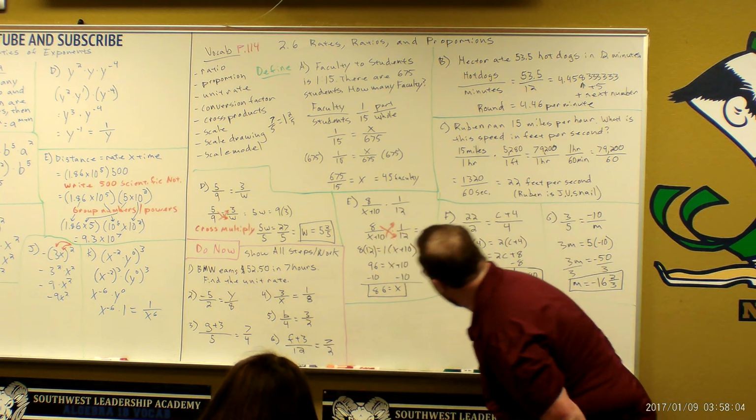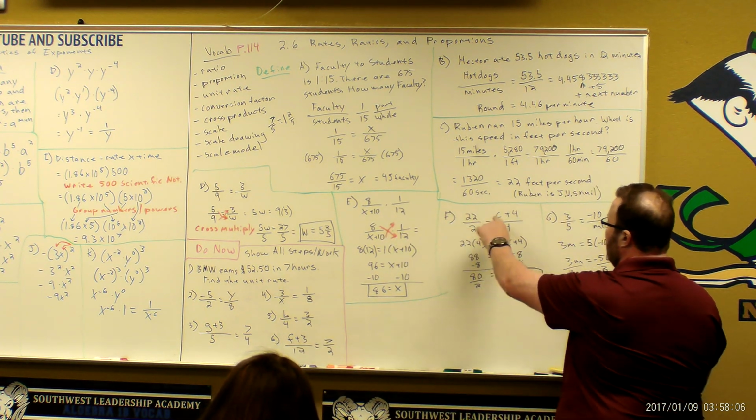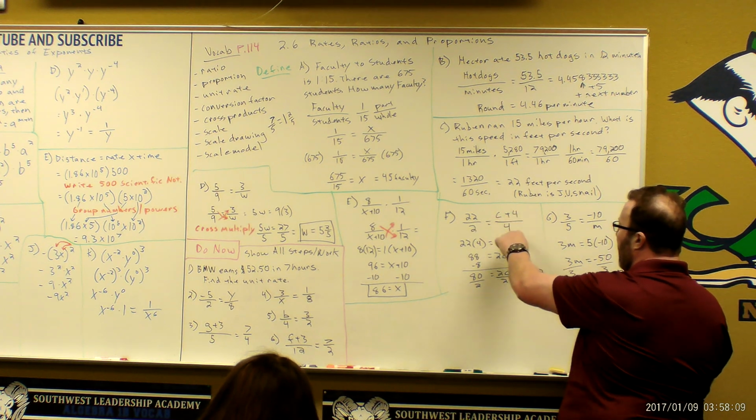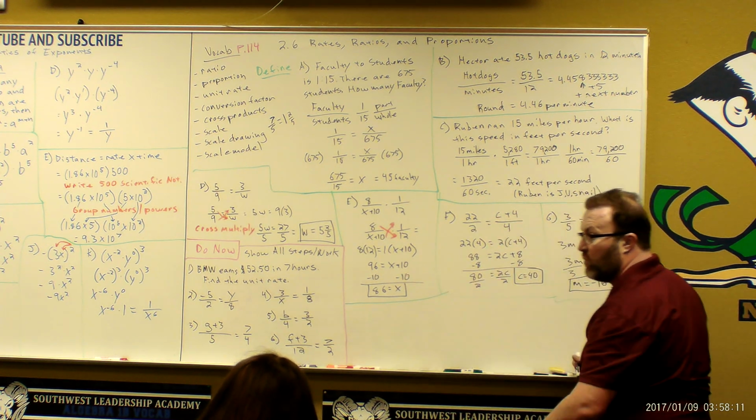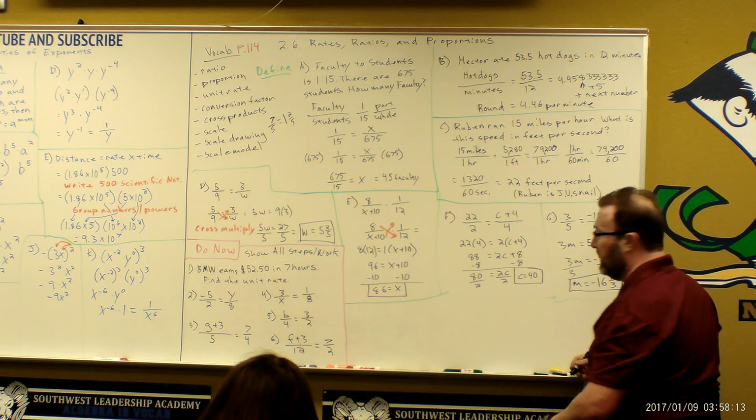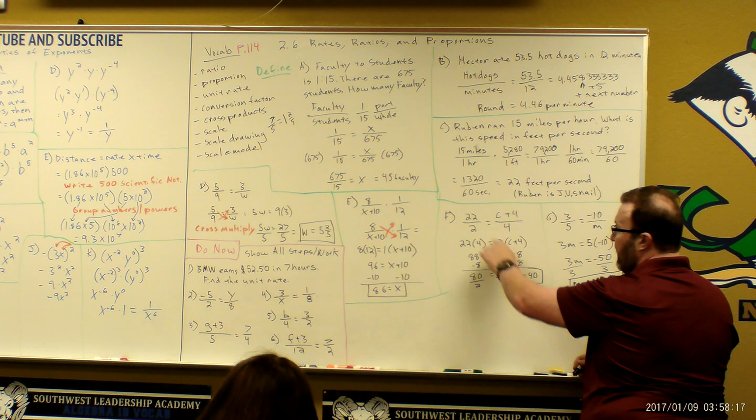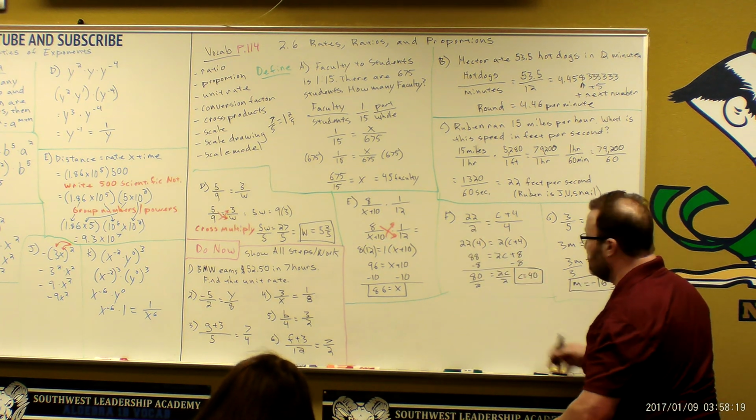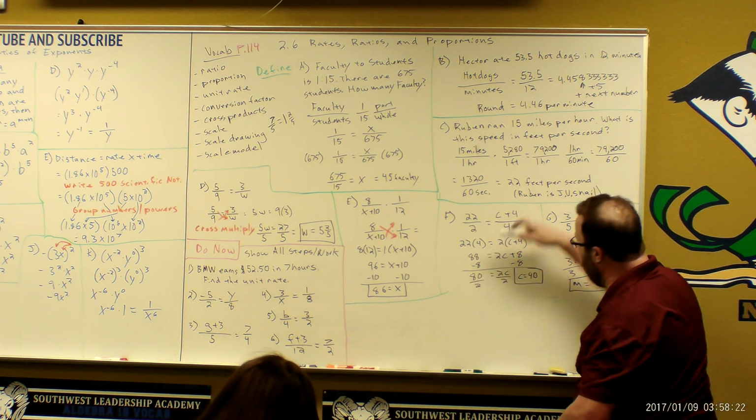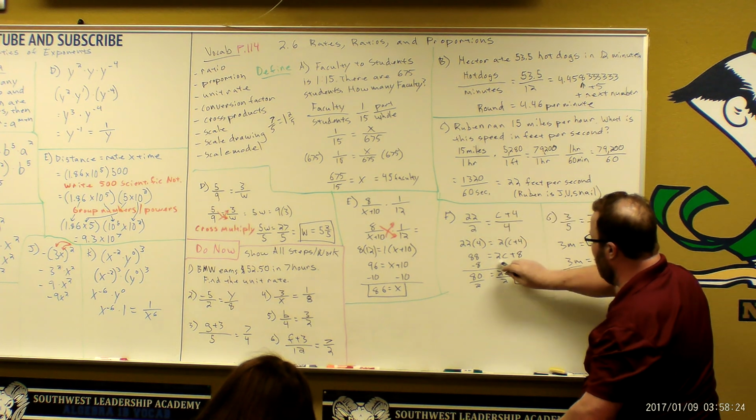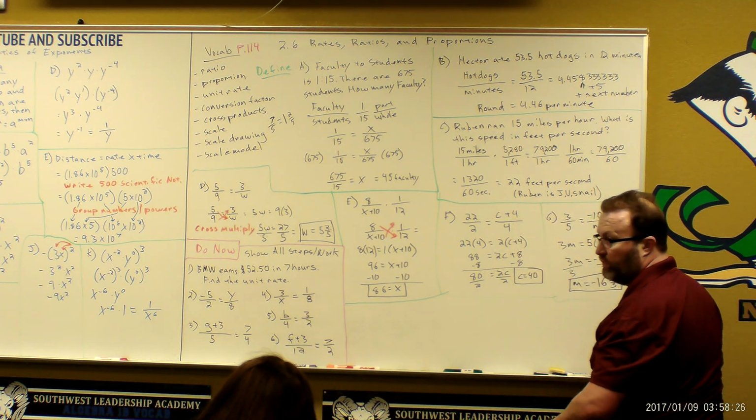Okay? Okay, this next one. 22 over 2, C plus 4 over 4, exactly the same as this one. Right, Hector? It's exactly the same. So we're going to put C plus 4 in the parentheses, 2 on the outside, and then 22 times 4. 22 times 4 is 88. We're going to multiply 2 times C, 2C, 2 times 4, 8.